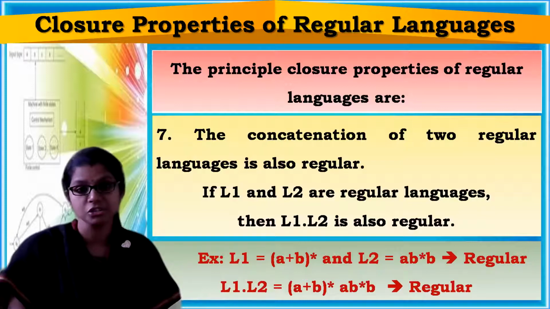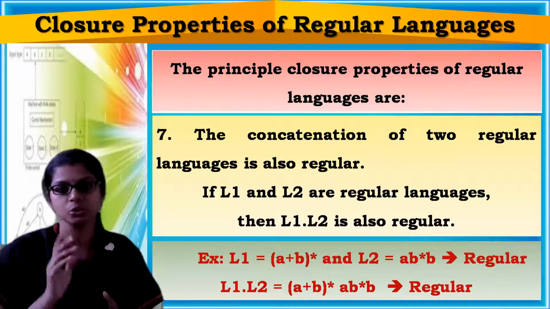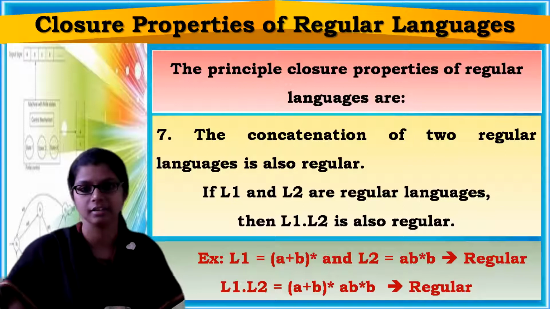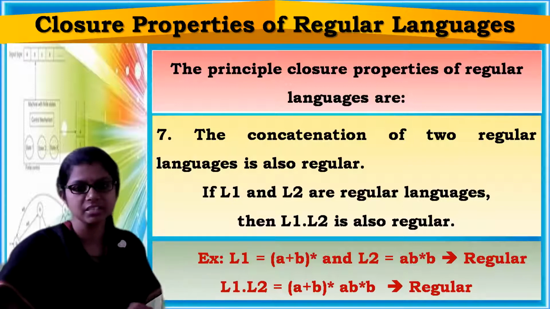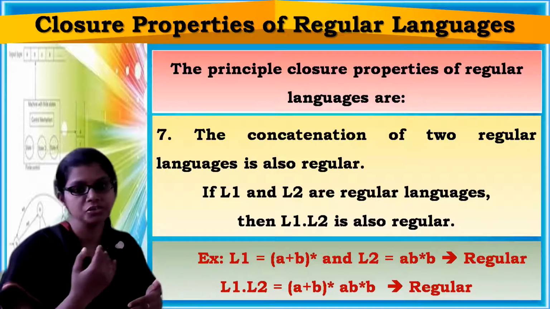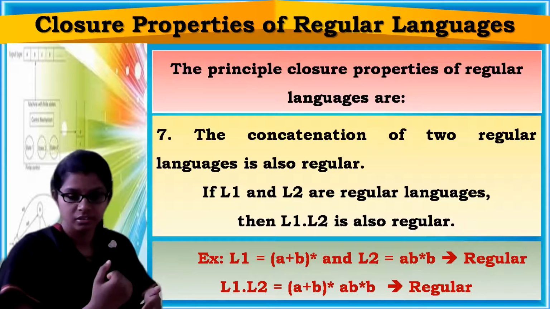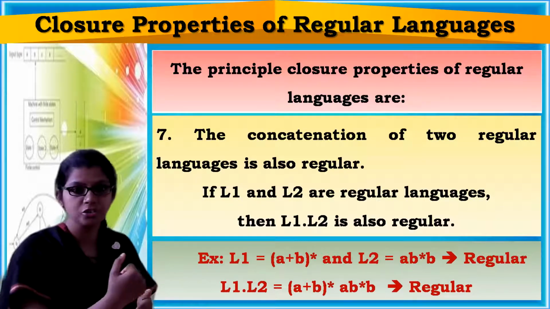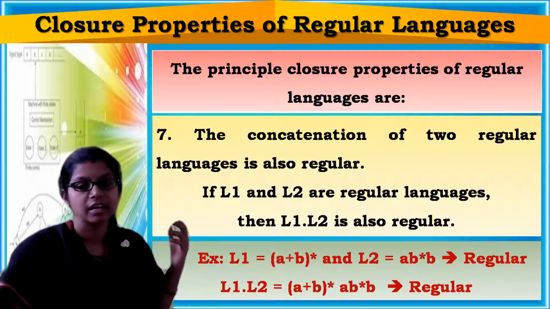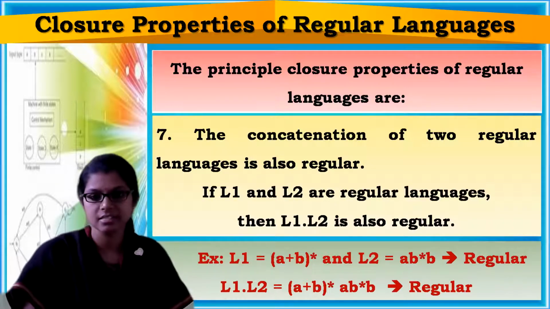Next, coming to the seventh closure property. The concatenation of two regular languages is also regular. If L1 and L2 are two regular languages, then their concatenation L1 dot L2 is also regular. Suppose L1 is (A union B) closure and L2 is A (B closure) B, then their concatenation, (A union B) closure concatenated with A (B closure) B, is also regular. So concatenation of two regular languages is also regular. This is the seventh property.